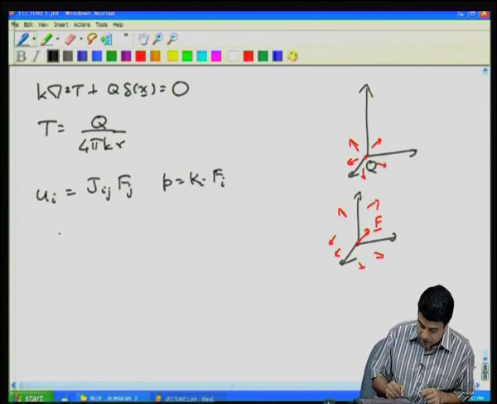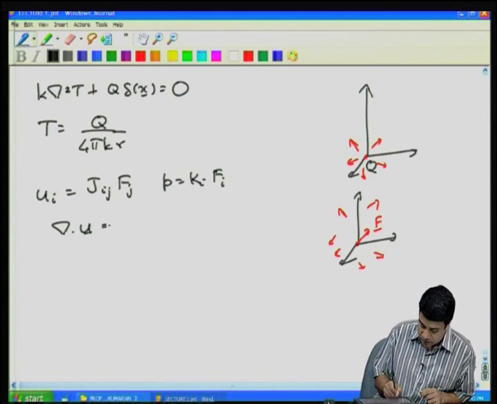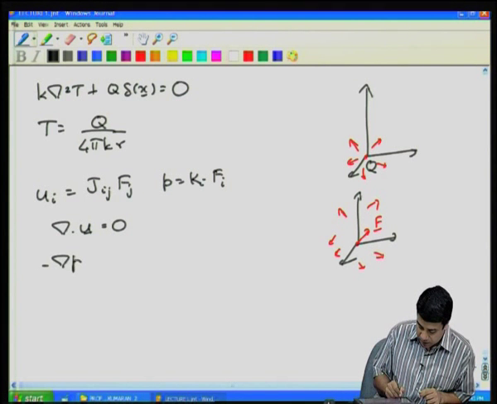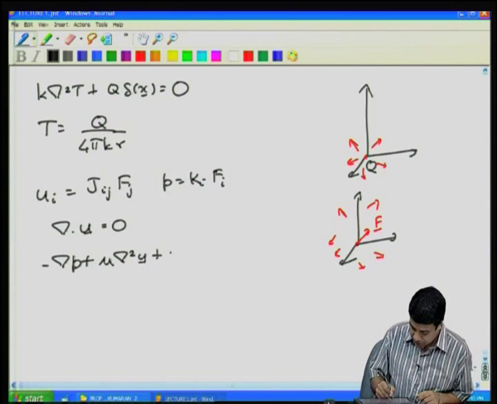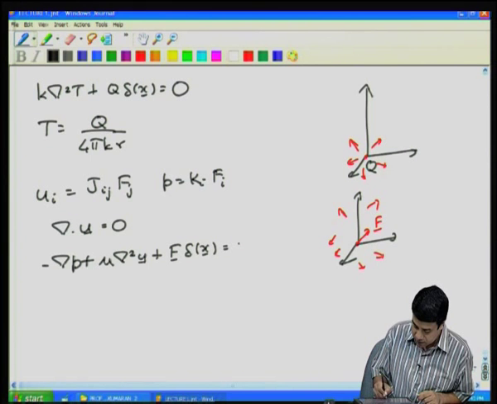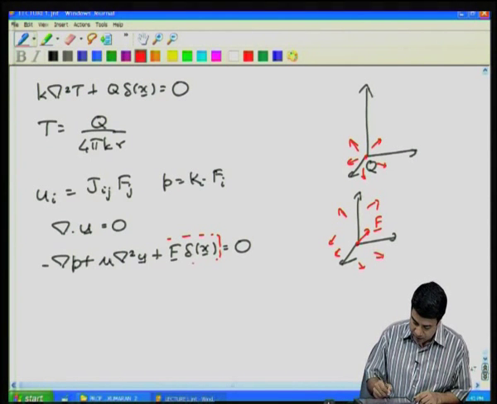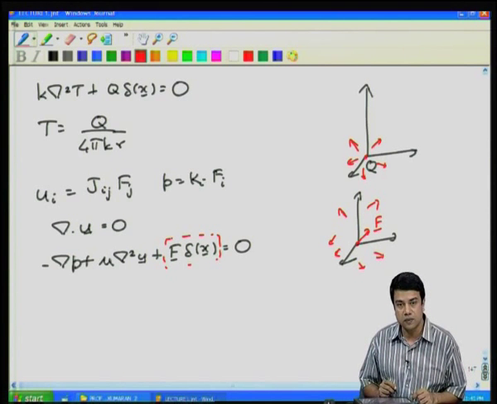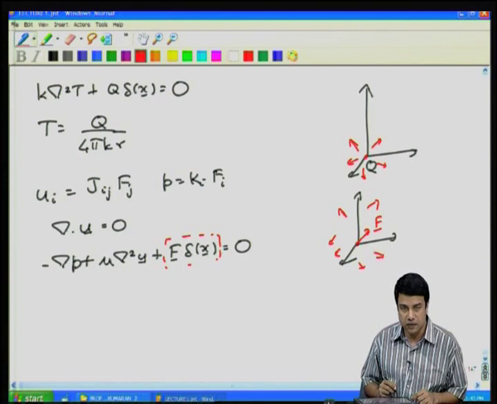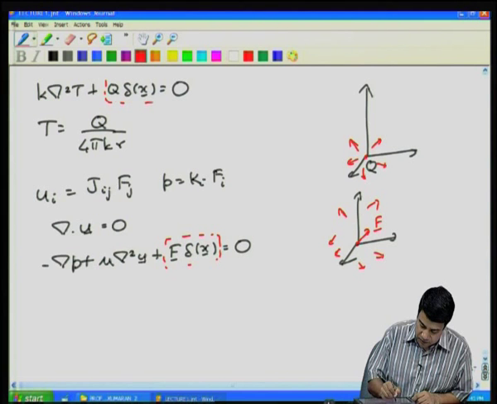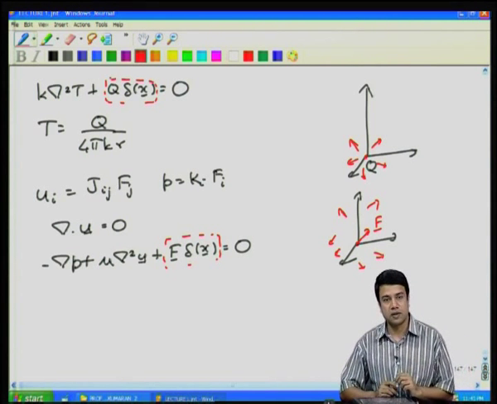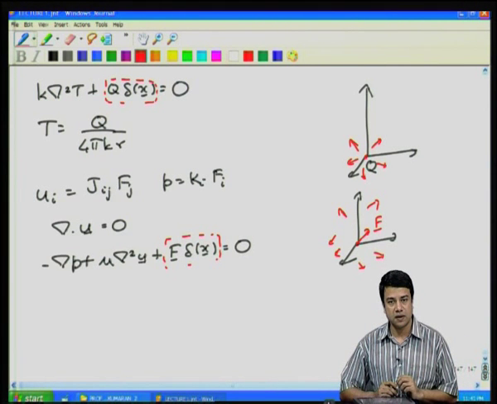So, this is the solution for del dot u equal to 0 and minus grad p plus mu del square u plus f delta of x equal to 0. So, this is a delta function forcing in the momentum conservation equation for the fluid, in a manner similar to the delta function forcing in the heat equation in the case of heat conduction. So, this is the solution for a point force.